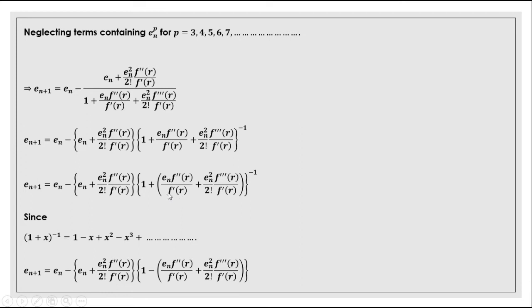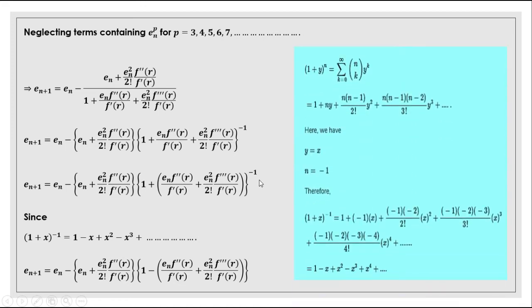After expanding these two by considering this whole term as x and neglecting the terms having e_n cubed and greater, we will get this result. With the help of this result, after expanding (1 plus x) whole power minus 1 using binomial expansion, we will get 1 minus x plus x squared minus x cubed. And here remember, we have neglected all those terms having e_n cubed and higher power.